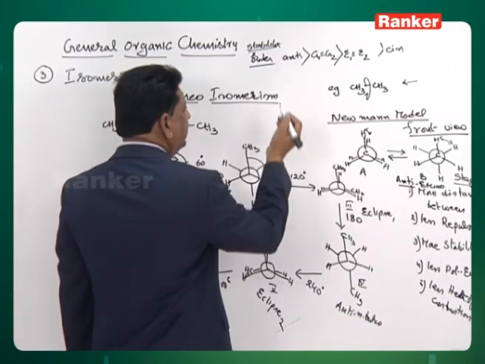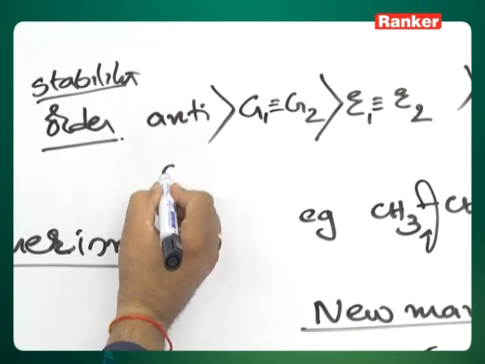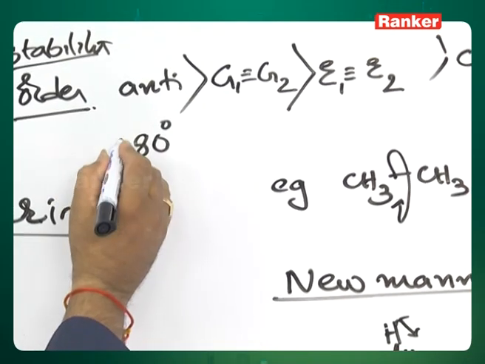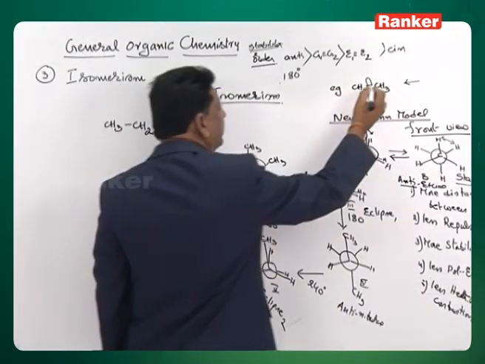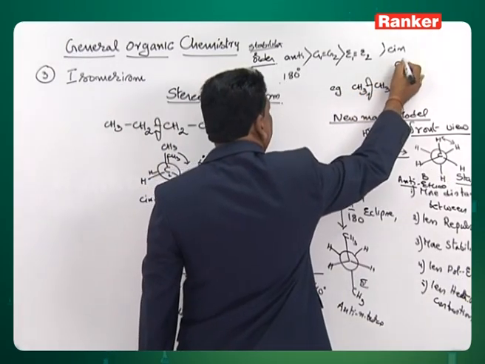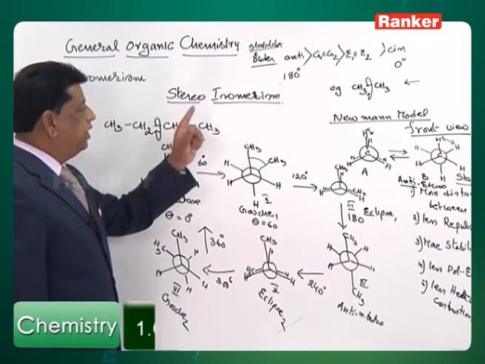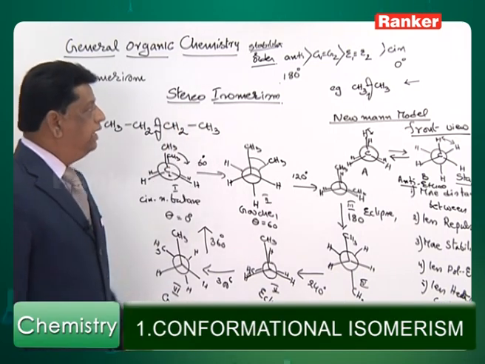So, angle of separation: anti will have a 180 separation. The more the separation, the more the angle of separation, the more stable it will be. Syn angle of separation is 0 degrees. Syn will have a theta of 0. So the 180 comes first, 0 comes later.